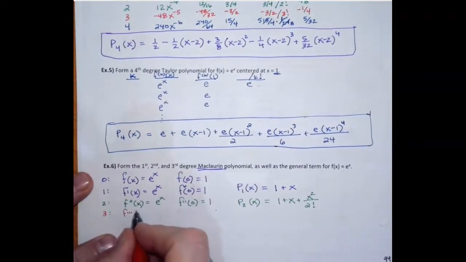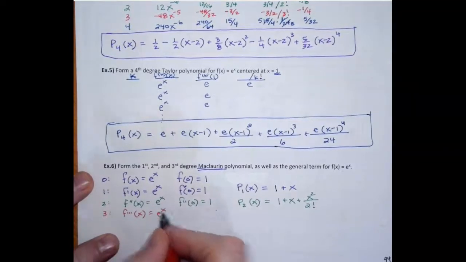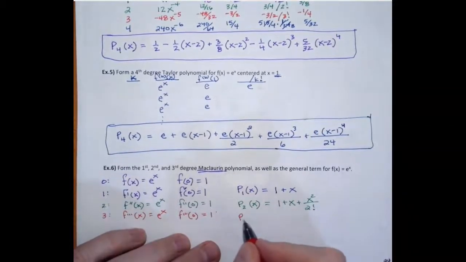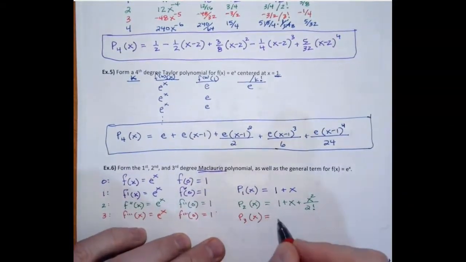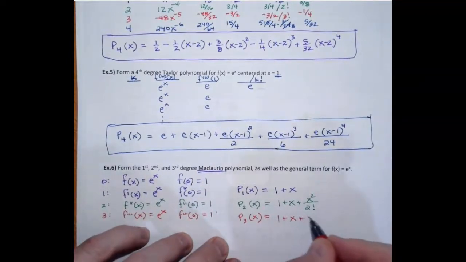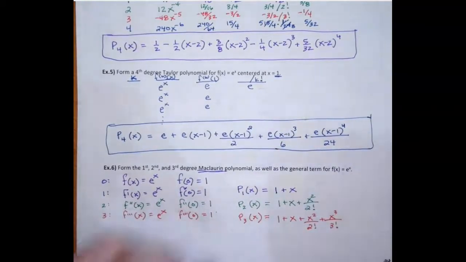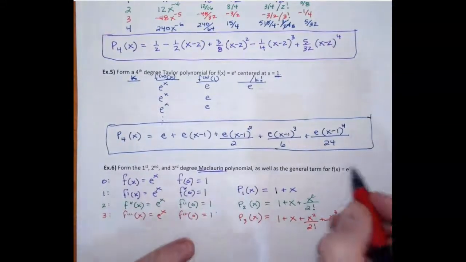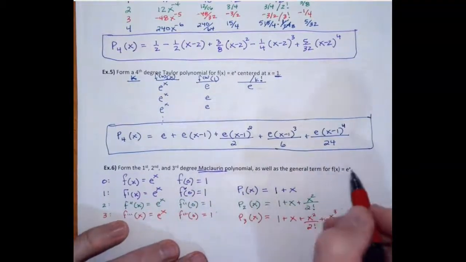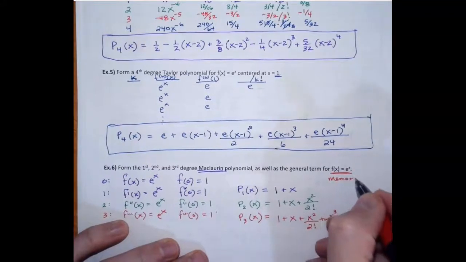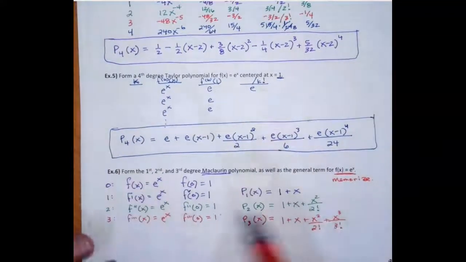Okay, so the third one. So again, this is pretty tedious, they're all the same. So this is e to the x, third derivative at 0 is also 1, and so the third degree polynomial is going to be 1 plus x squared over 2 factorial, and then x cubed over 3 factorial. Okay, so this, the Maclaurin, we want to memorize that. So you want to start to memorize that.